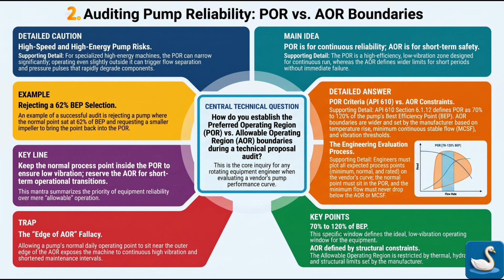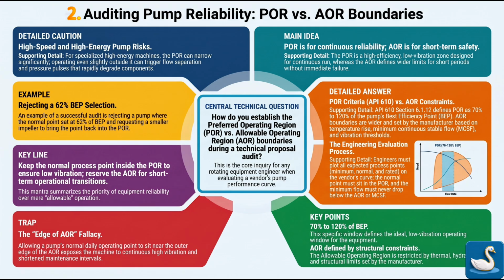And as with the suction conditions, I assume there is an exception to the 70 to 120% POR metric for highly specialized machines. Precisely. When auditing high-speed or high-energy pumps, the POR can narrow significantly compared to standard API 610 guidelines. Because of the forces involved.